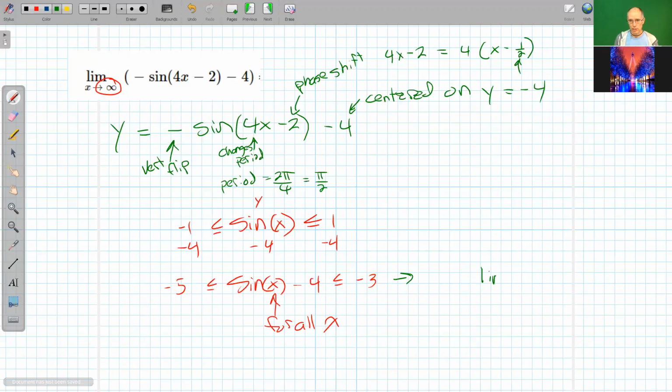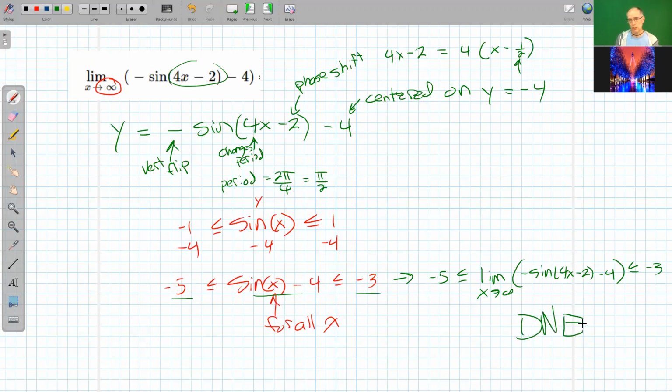So if I take the limit of each piece here, and we can put that stuff back in, we're going to get the limit as x goes to infinity of the negative sine of 4x minus 2 minus 4 is trapped between -3 and -5. And it just depends on which big x value we pick. We could be at -5, we could be at -3, we could be somewhere in between. So the limit does not exist because of that oscillation.